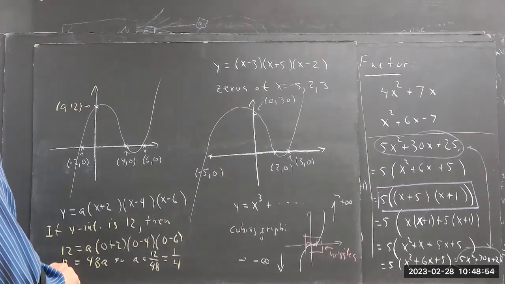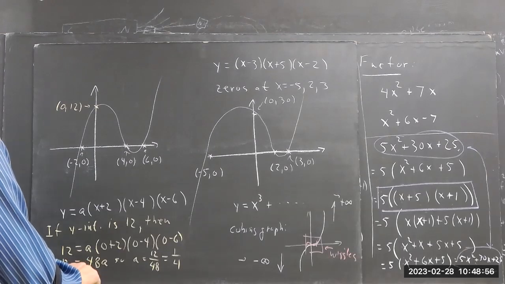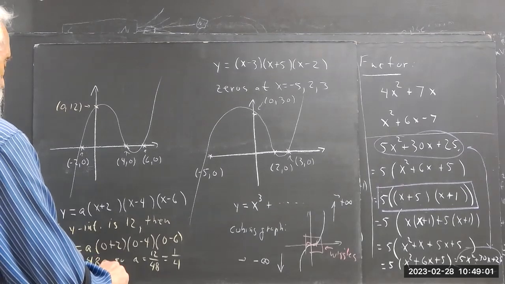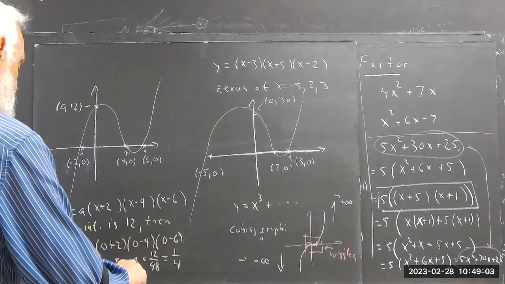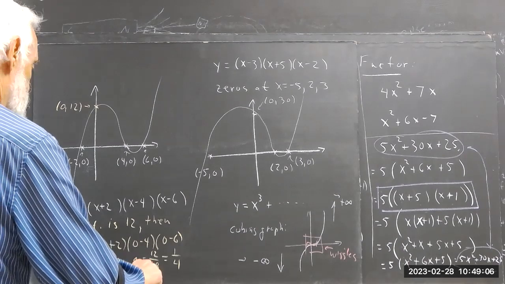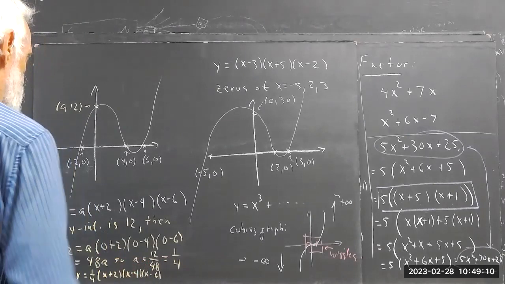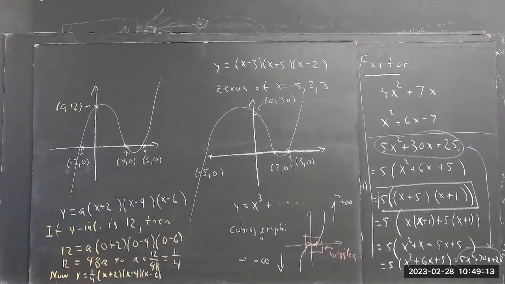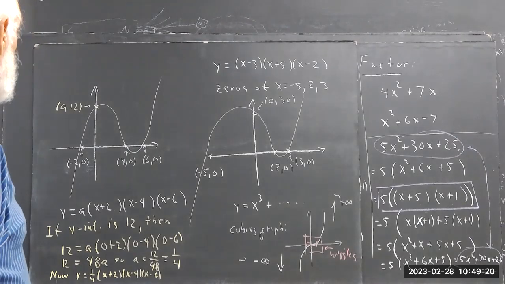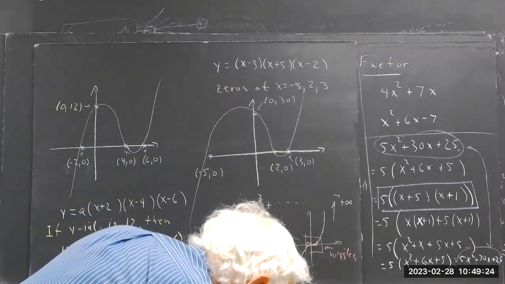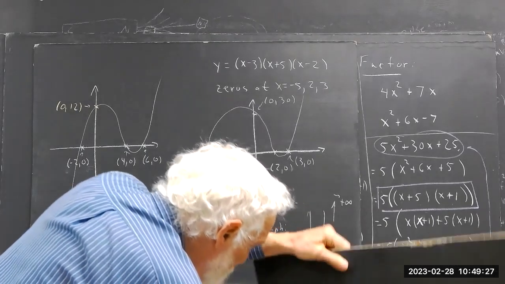Now, I've got to learn to leave myself enough room to write here, but now y equals 1/4 of x plus 2 times x minus 4 times x minus 6. All right, now, you might run over a minute or two. Do this fairly quickly though.